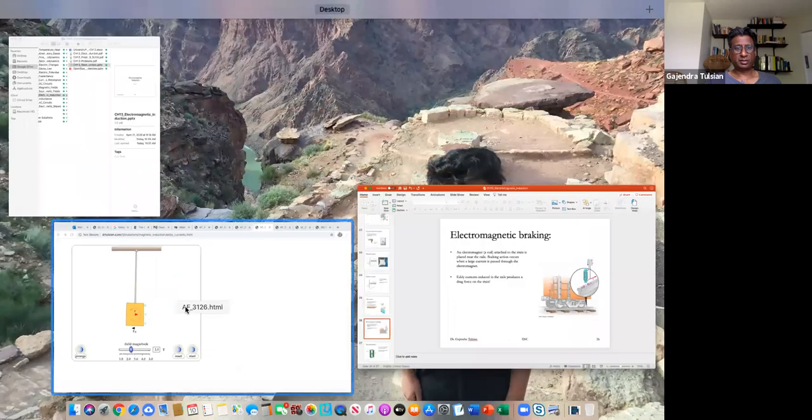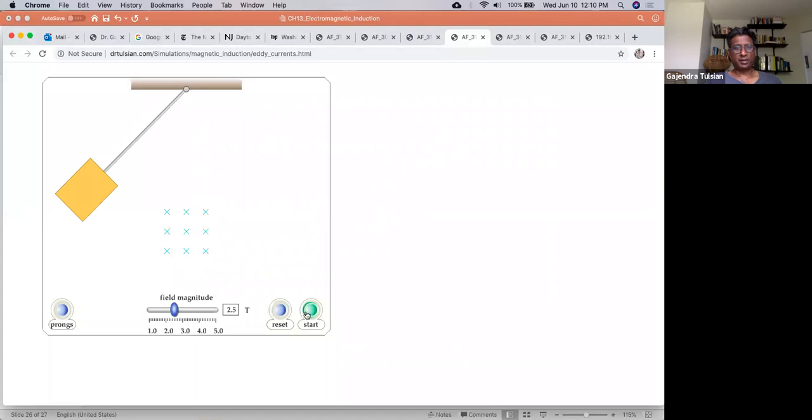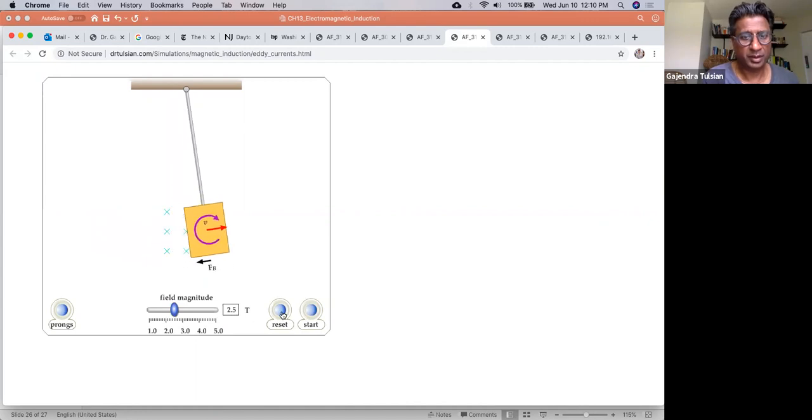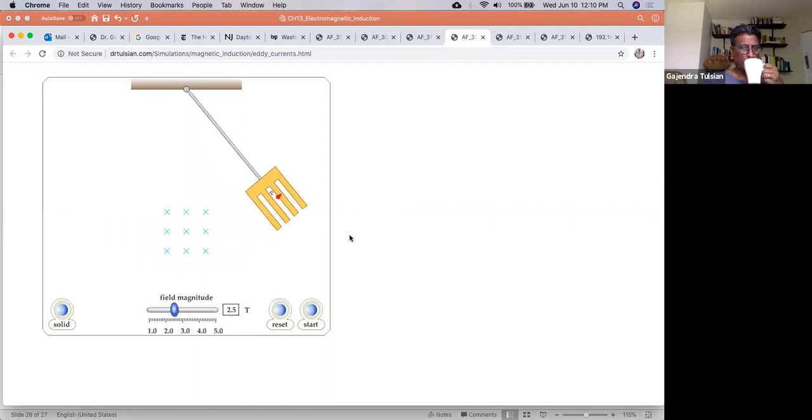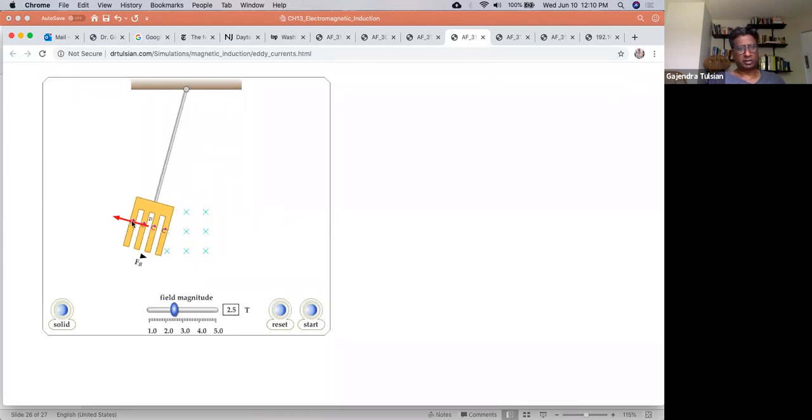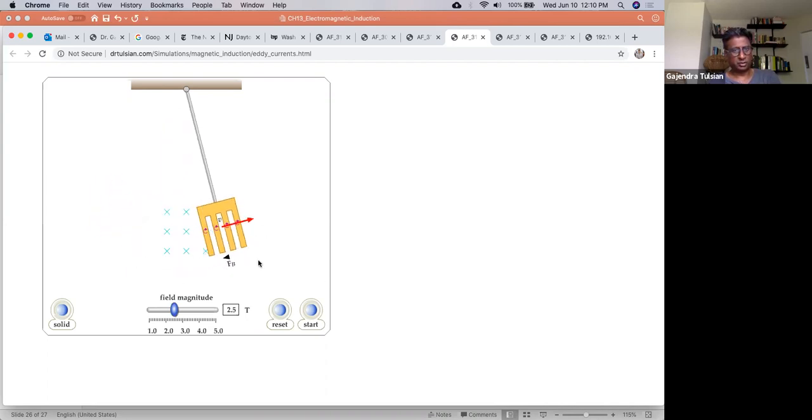So there's the eddy current stopping it. Now if you put prongs in there, now the eddy currents cannot be as large, so essentially you reduce the area of the change for magnetic fields. So the induced currents are smaller, and it takes longer to stop this thing.